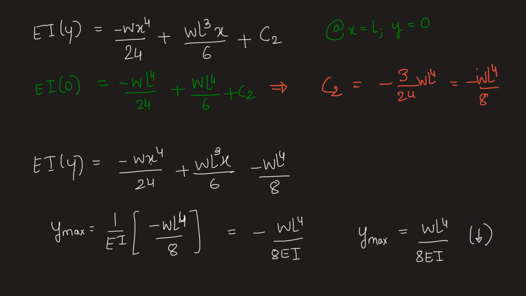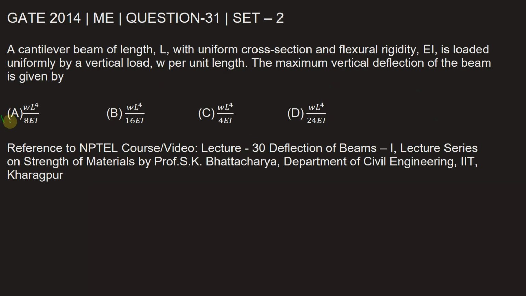Let's go back and mark the correct option. The answer is option A, WL raised to 4 by 8 EI, and it will be downward. The sign is not given, but it shows the direction.